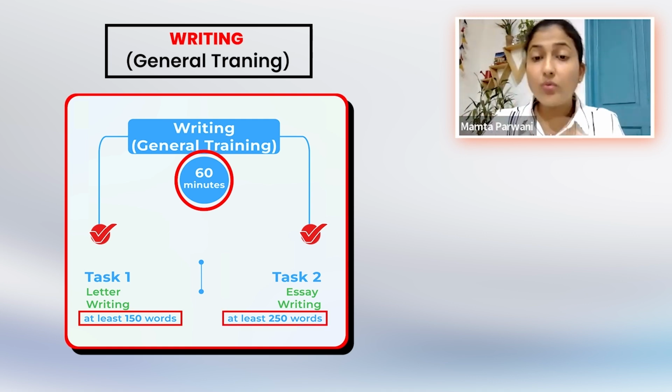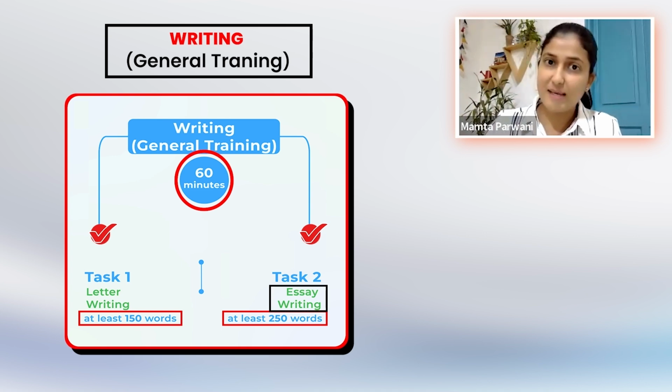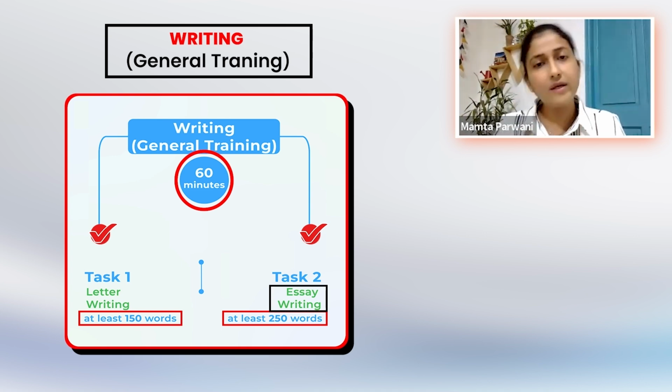In task 2, what does a candidate do? A candidate needs to write an essay. Okay, what is this essay? Be it academic or general training, you will be given a topic. You will have to write an essay on that, just like you have done in your school.